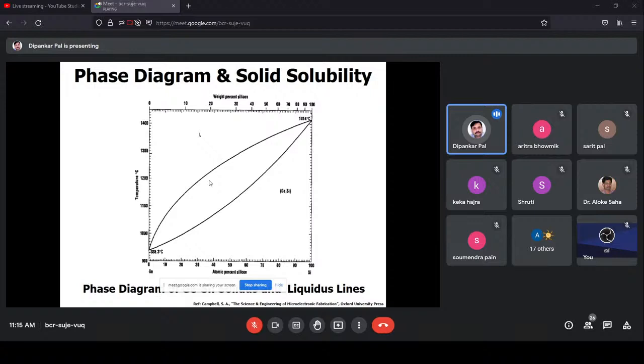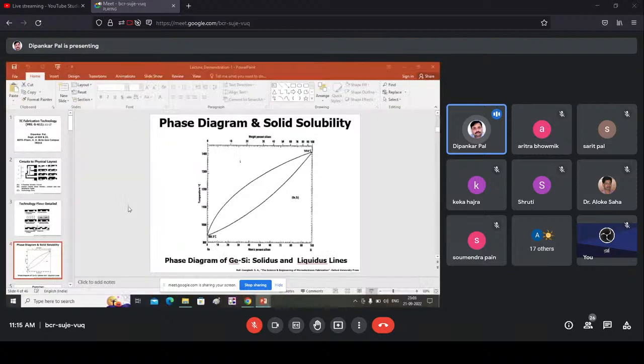And this phase diagram will help you estimate the percentage of a particular element or compound in the molten stage, and what that percentage is in the solid state, and when you add them up, they should equal the total. So this is how you introduce to the class, maybe a PG class, the concept of phase diagram and solubility.